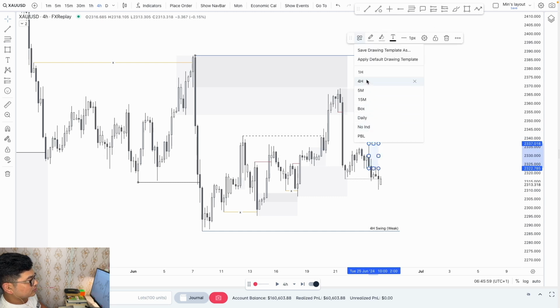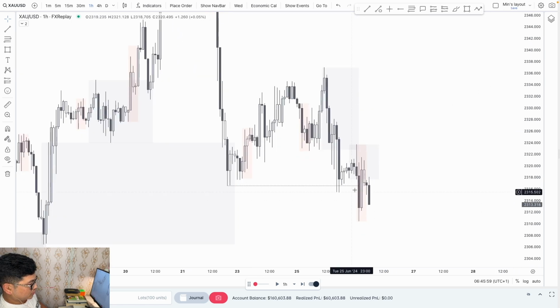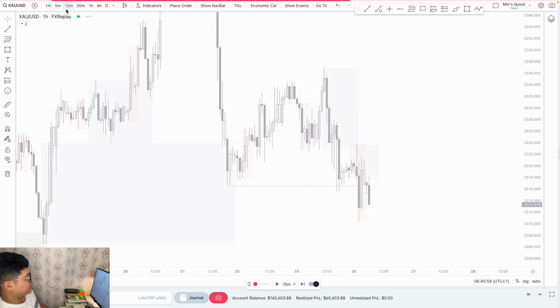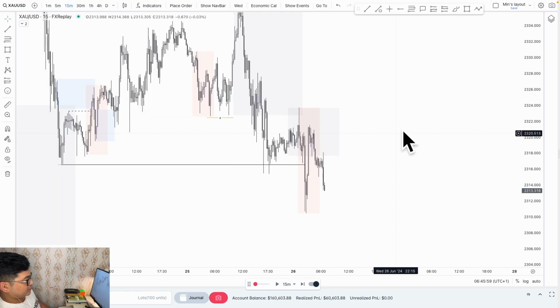H4 mitigation. So let's see, that's also the H4 supply. So why it's so important, you can see on H4, drawing it. Even though it's mitigated, let's see how it goes. So that's why I want to trade some sort of mitigated zone. Let's see on M15 how it goes.